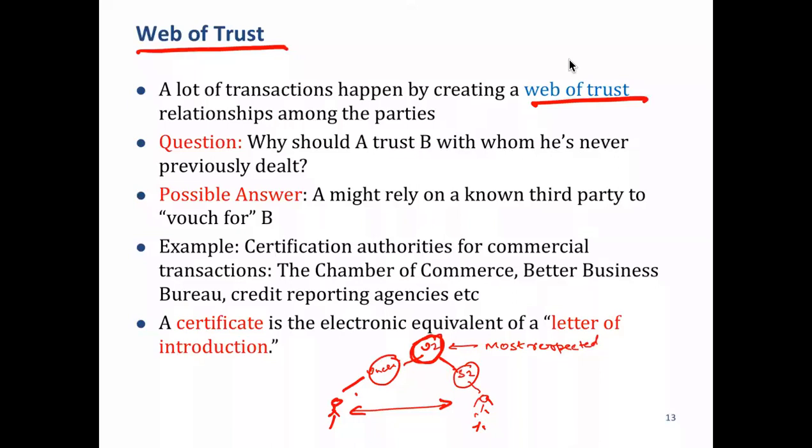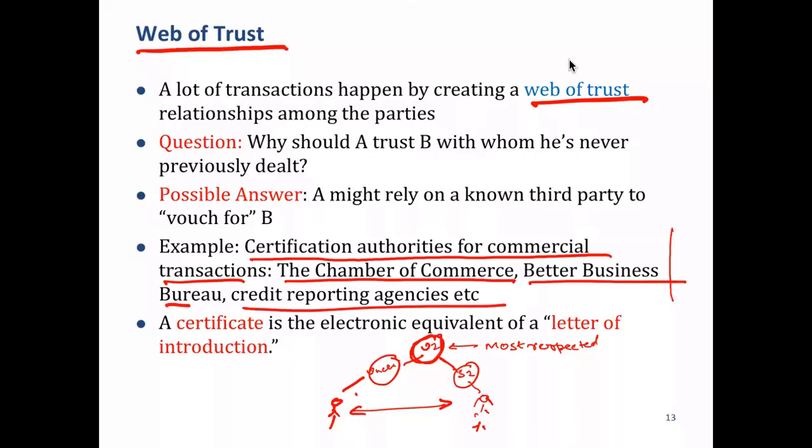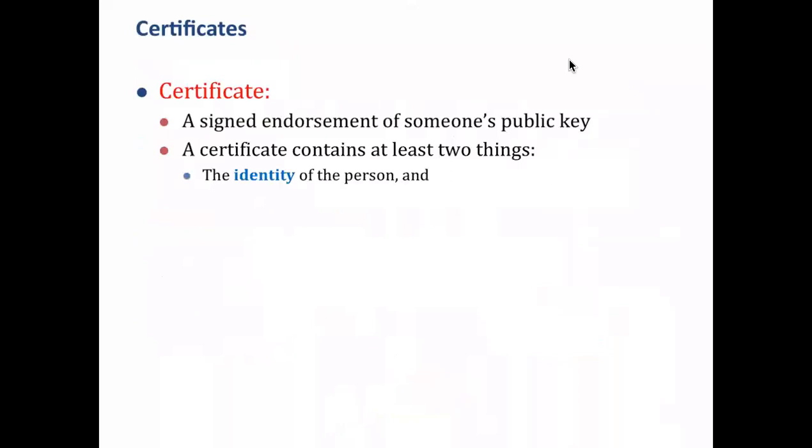All right. And there are a lot of web of trust entities in the commercial world. For example, certification authorities for commercial transactions include the Chamber of Commerce, Better Business Bureaus, and so on and so forth. So if you want to do a transaction with a party you do not know, then you go to the Chamber of Commerce, for example, right? All right. So now come digital certificates. Now somebody has to vouch for the public key of Bob, or someone's public key, whom you want to communicate with, or whom Alice wants to communicate with, right?